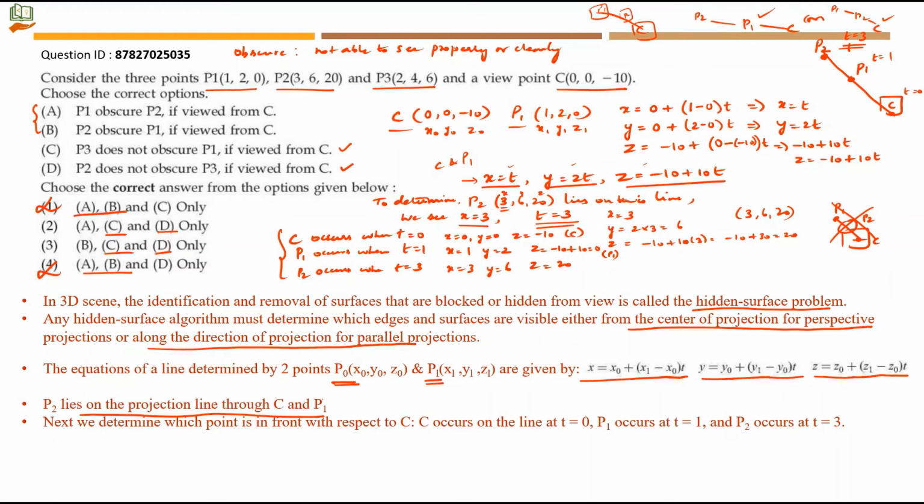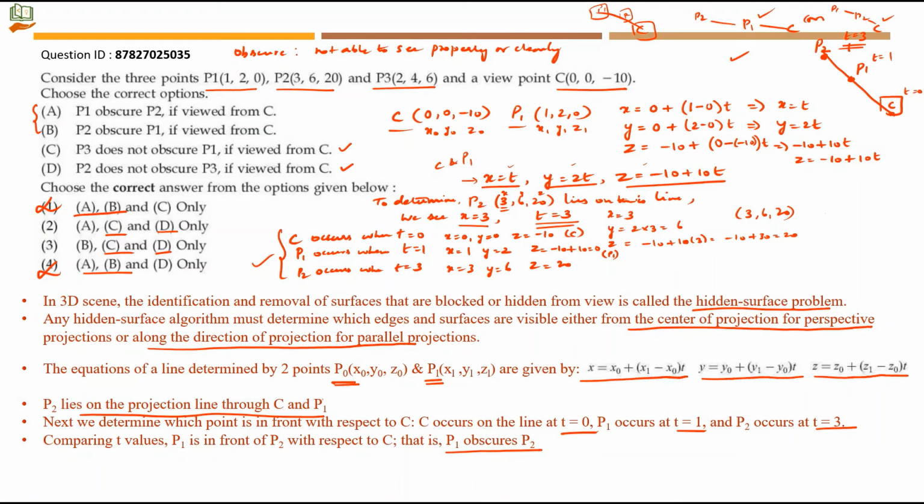We determine which point is in front with respect to C. From this, comparing the t values, we can understand P1 is in front of P2 with respect to C. So I can say P1 is obscuring P2. We can take that P1 hides P2. So in that case, if viewed from C, P1 is obscuring P2 and so we mark A to be true, which will make B to be false. So we have to choose only the correct options. In that case, we are marking option number 2 to be the right answer.